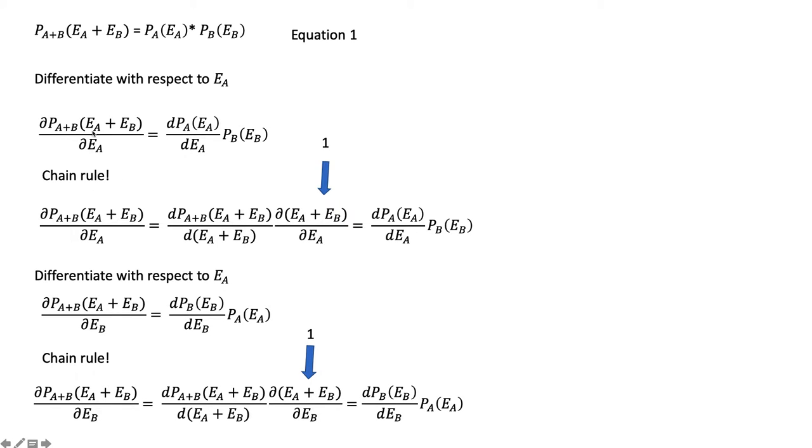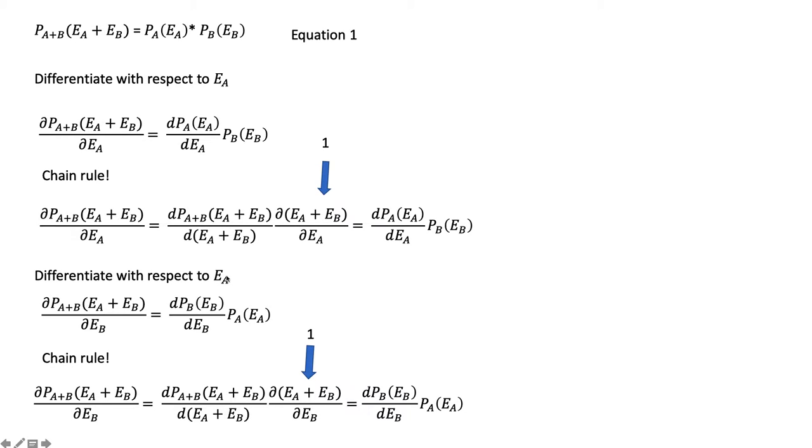But because it's a partial derivative, you cannot just directly take it. You have to use the chain rule. So this term becomes the derivative of P_{A+B}(EA + EB) with respect to EA + EB, and the derivative of EA + EB with respect to EA is the value of 1. And this will equal the right-hand side of this. And now what's going to happen, so this should be EB.